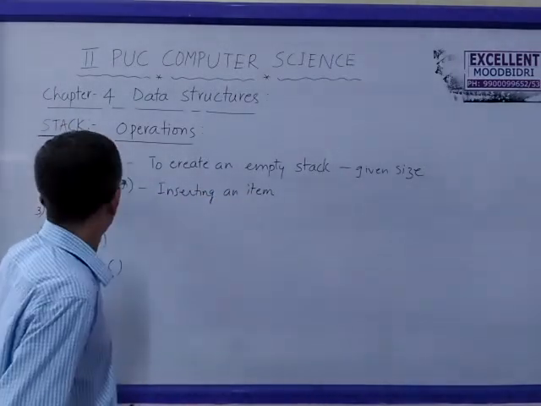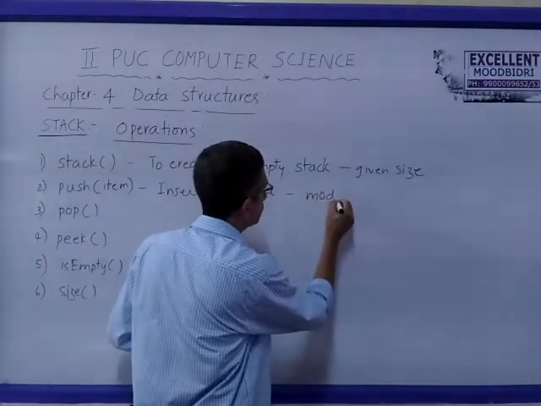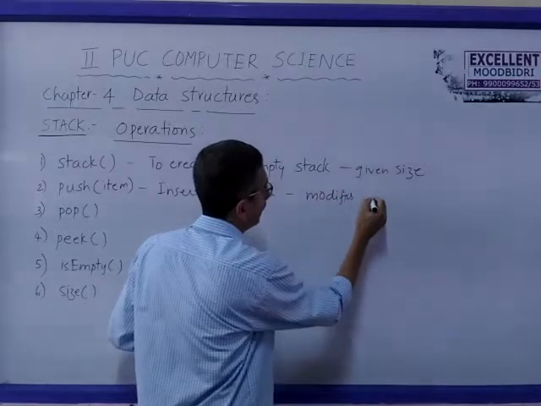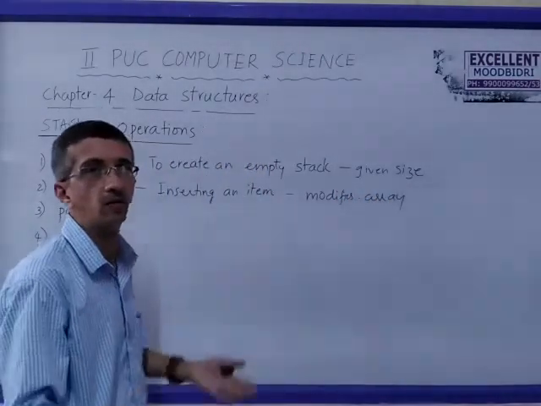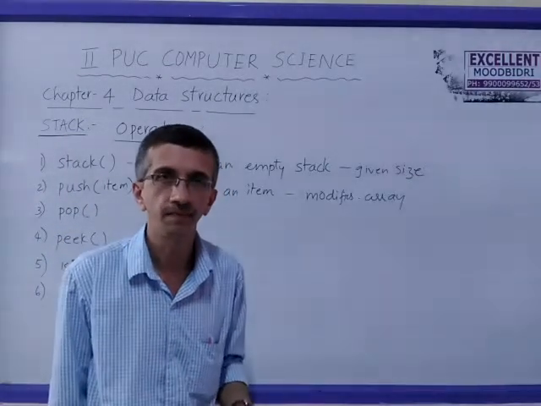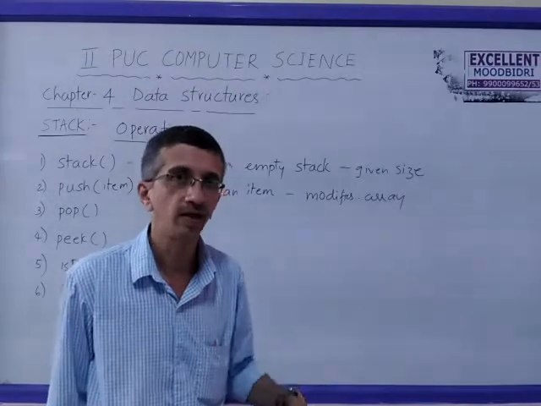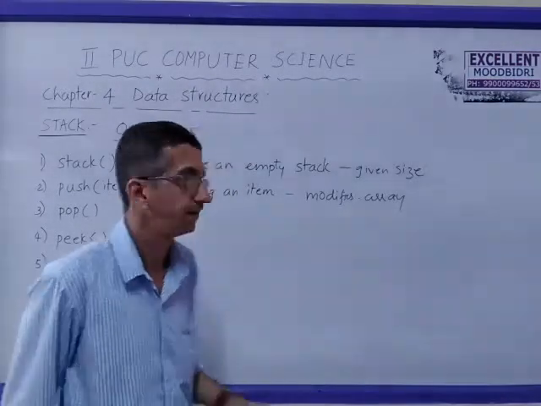Right? So push, this operation modifies the data structure, modifies the array. For example, the array is modified when we add one more item, insert, correct? Pushing one item increases the total number of items by one. That is why the array gets modified. The data structure gets modified.